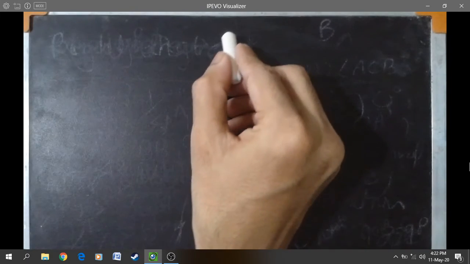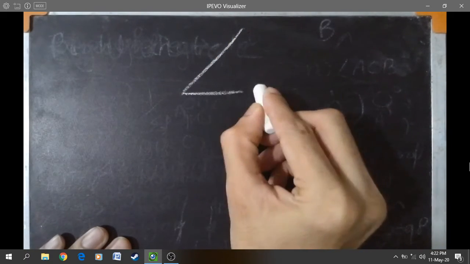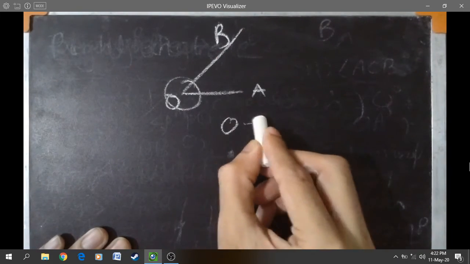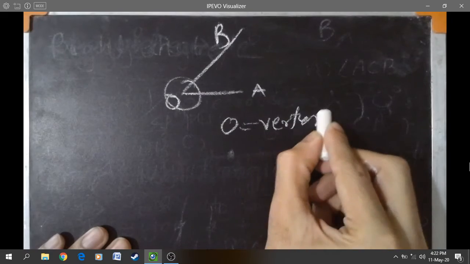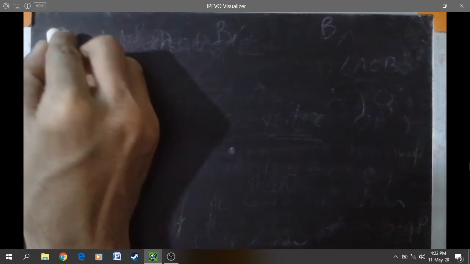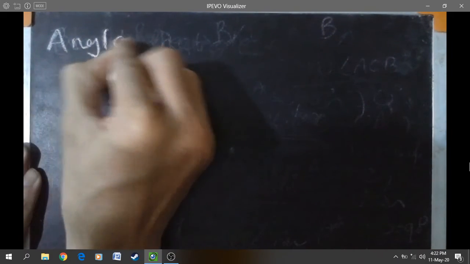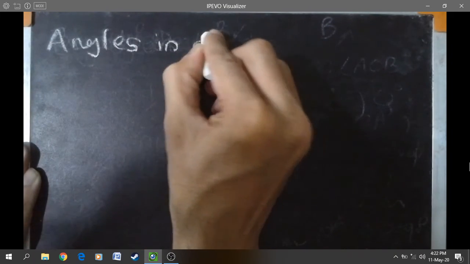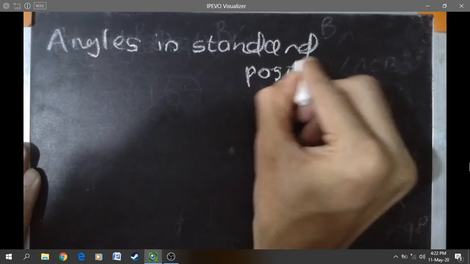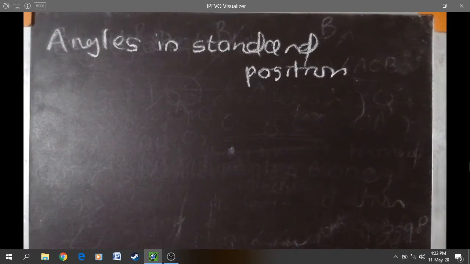Okay, if we missed the point, what is the vertex of the angle AOB? What is a vertex? So O is the vertex. Always remember, O is called the vertex, right? So, angles in standard position. How to represent the angle in standard position?